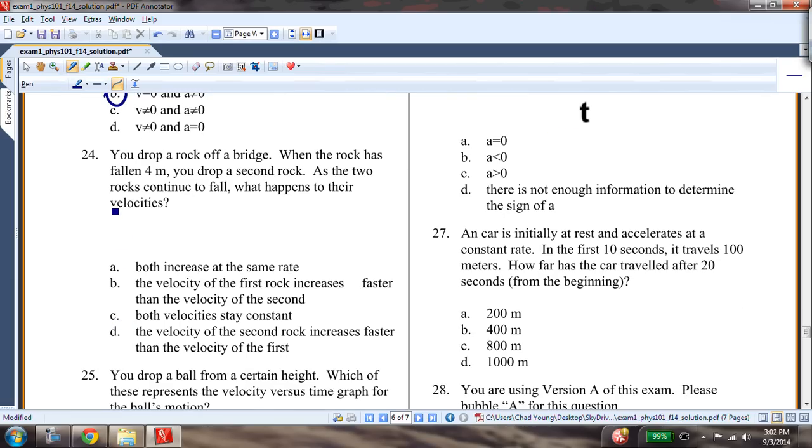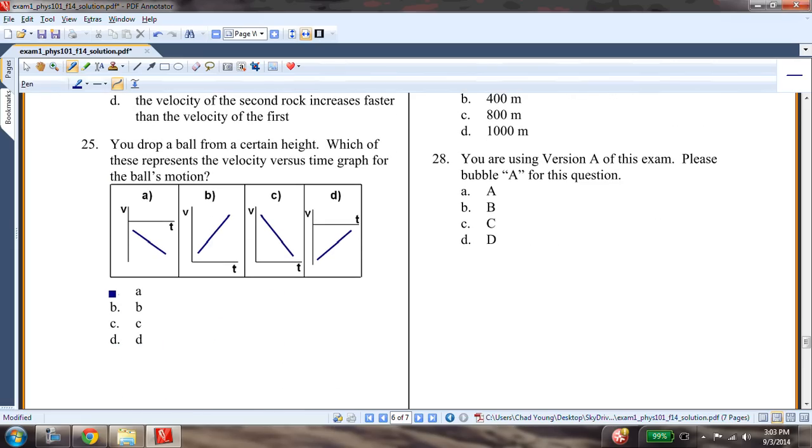As the two rocks continue to fall, what happens to their velocities? You drop a rock off a bridge, you let it drop a little ways, you drop a second rock. Their velocities are both going to increase at the same rate. Now, the first one that you dropped will actually be traveling faster, but its velocity will still be increasing at the same rate of minus 10 meters per second squared.